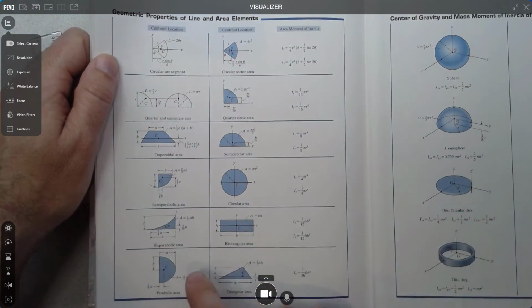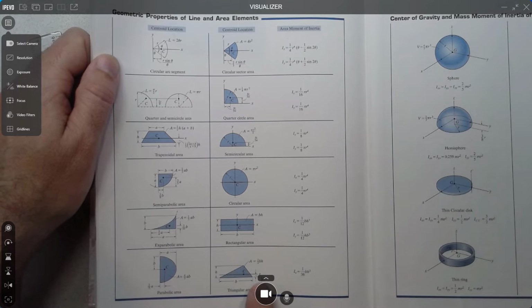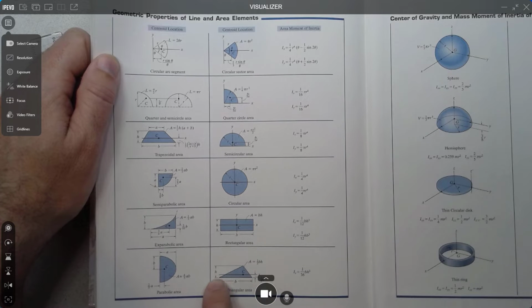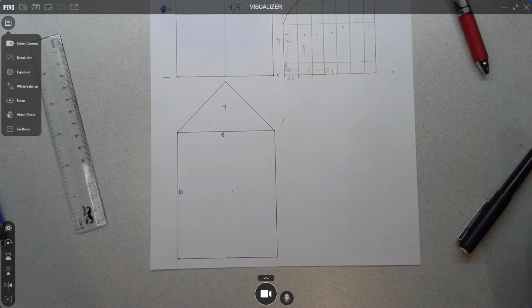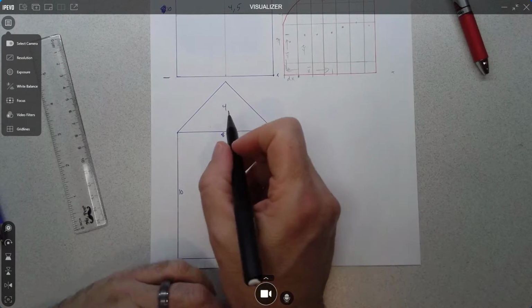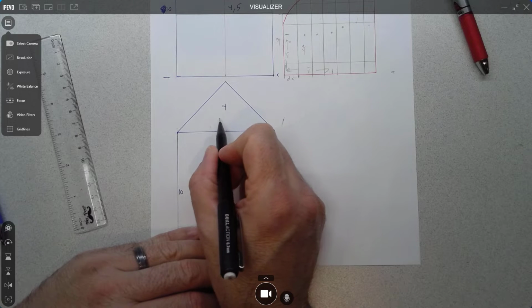So we're looking at a triangle, so it shows us that the centroid of a triangle is located 1/3 of the distance from the height. So from the base to the top, 1/3 of that is the centroid. So in this case, our centroid is going to be 1/3 of 4 units.